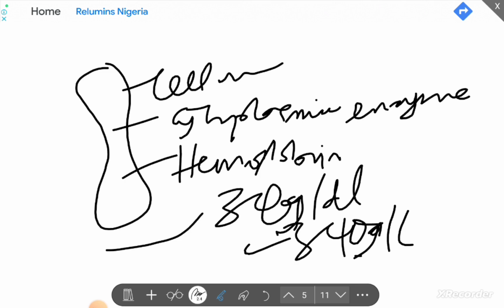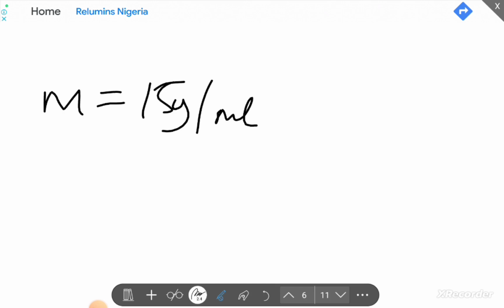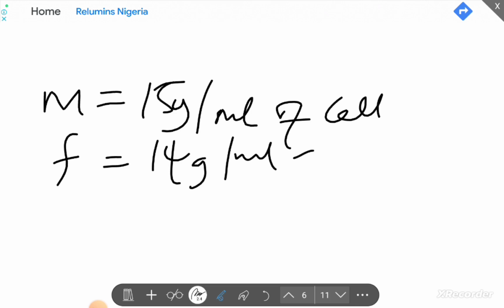Okay, so let's go to another board. A male has about 15 gram per milliliter of cell, while a female has 14 gram per milliliter of cell. So looking at this carefully, this is the average hemoglobin level, and the maximum that could be contained per milliliter of cell is 34 gram of hemoglobin. That is the maximum. Okay, let's get it right.